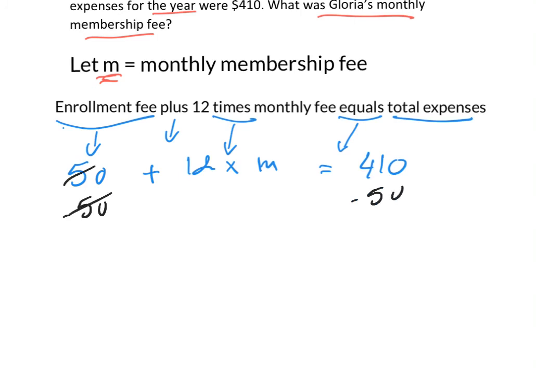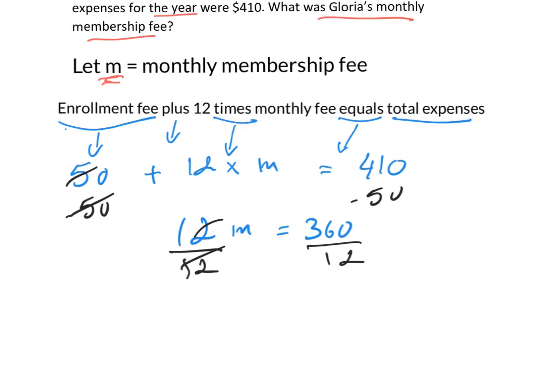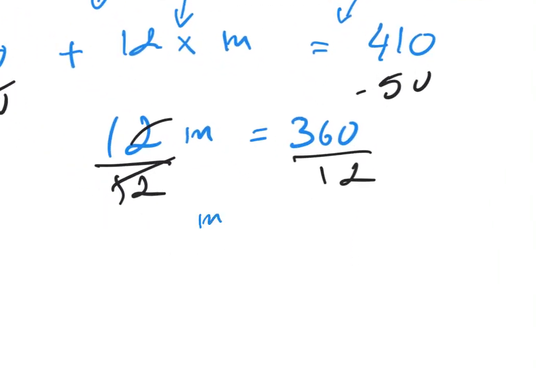So that will be 12 times M, and 410 take away 50 will be 360, right? And the next step, we need to get rid of 12, so we're going to divide both sides by 12. So we're going to have M, 360 divided by 12 would be 30. And that's going to be the monthly fee, which is going to be $30.